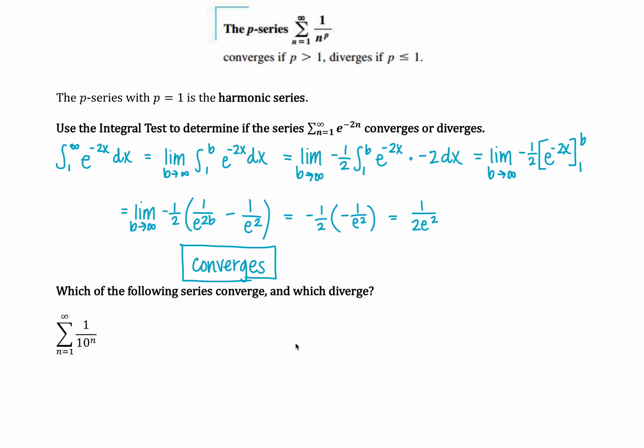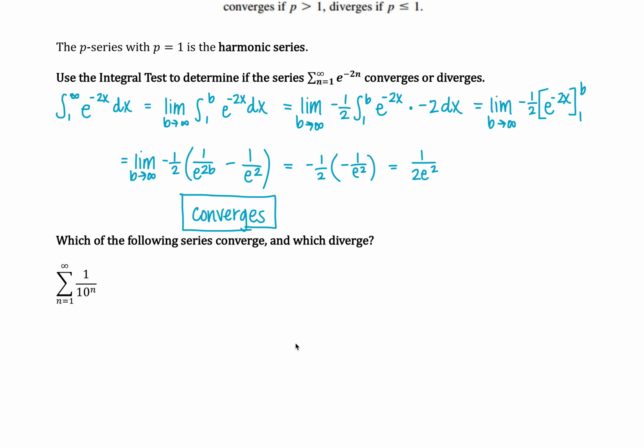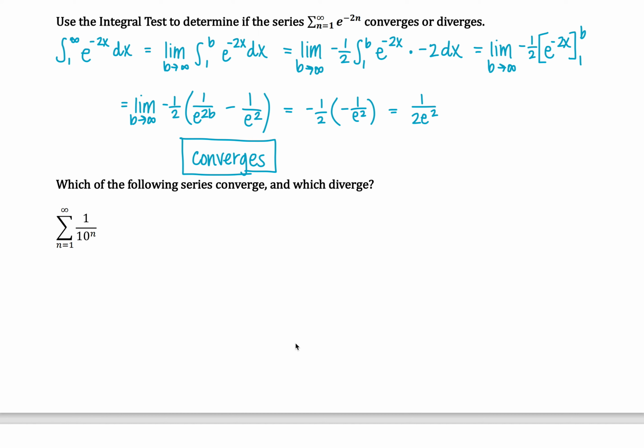Now I mentioned before, the integral test is very useful, but it's just one of our tools. Sometimes you don't need to use the integral test. Sometimes you might have something else that is easier or quicker to use. Here it says which of the following series converge and which diverge. I've got the series from n equals 1 to infinity of 1 over 10 to the n. We've done something very similar. This is just a geometric series. You could rewrite this.